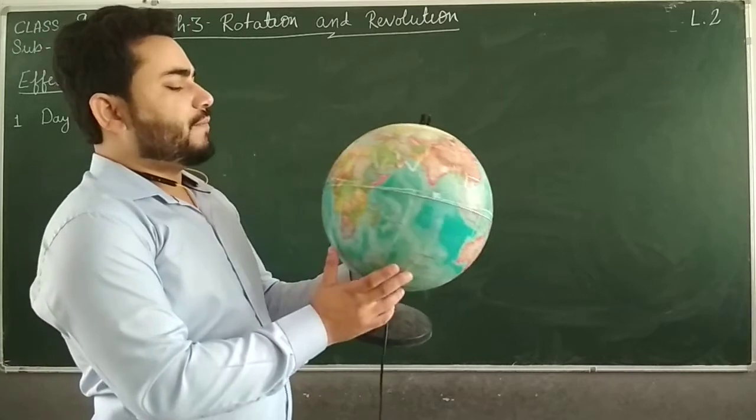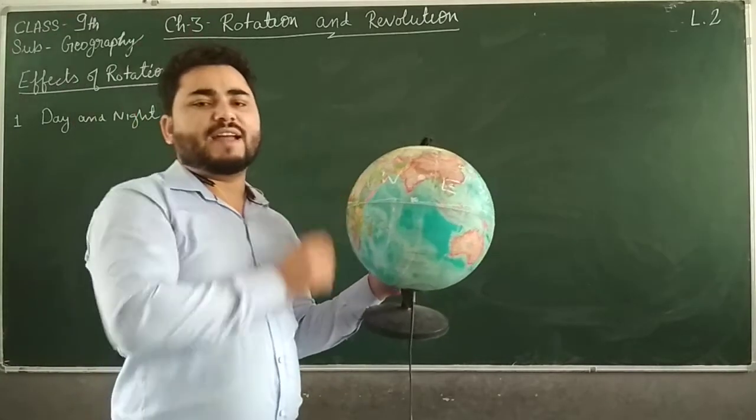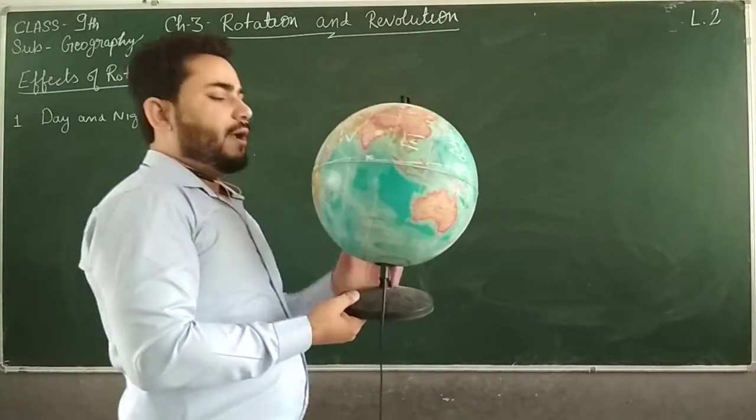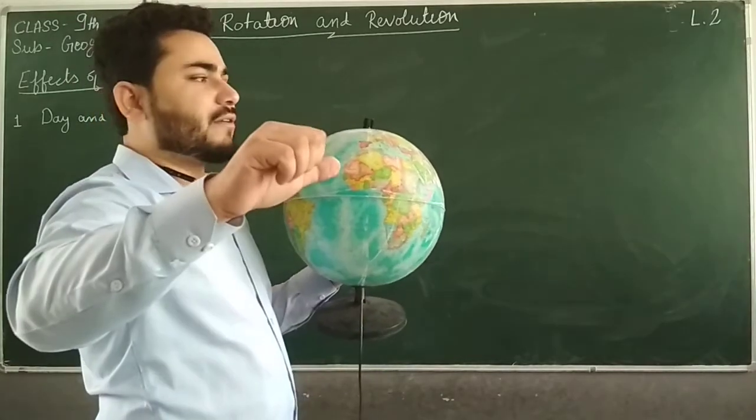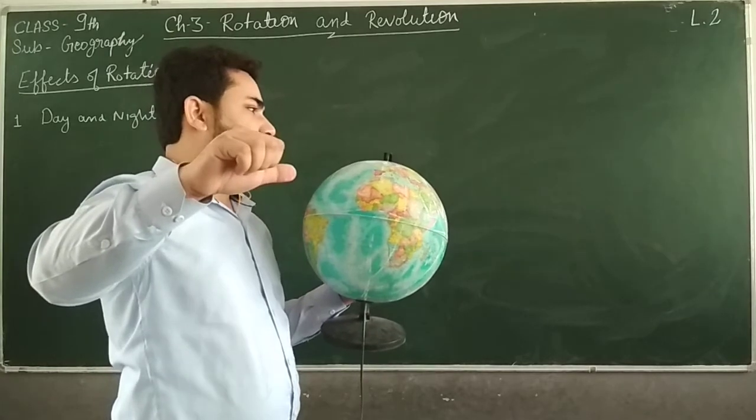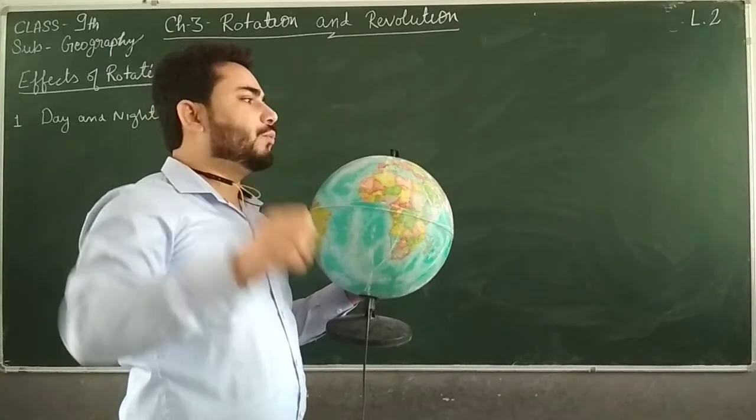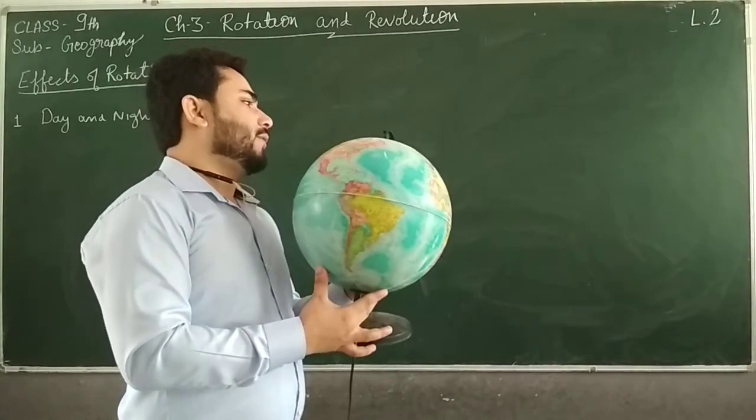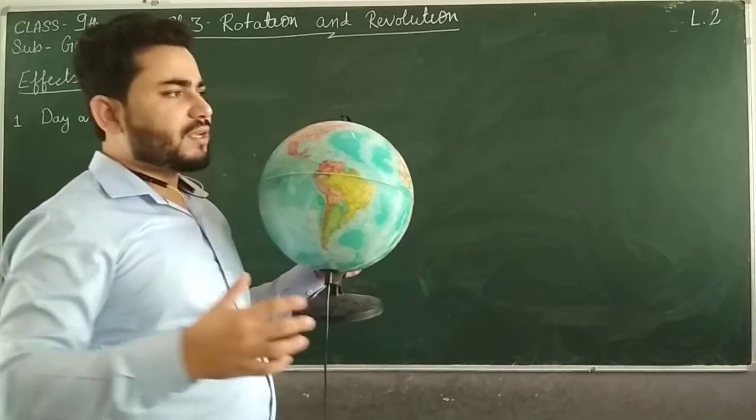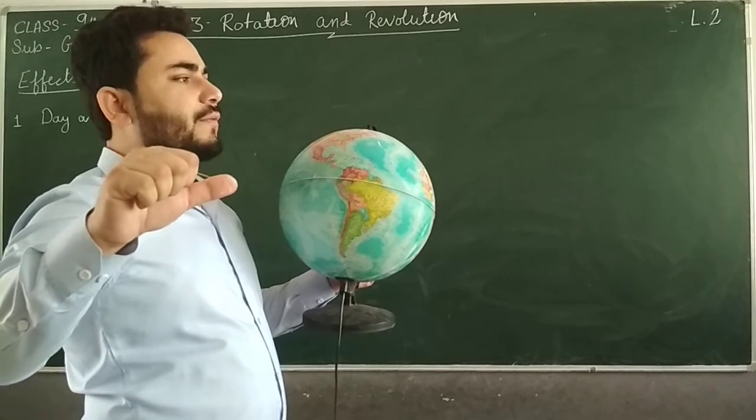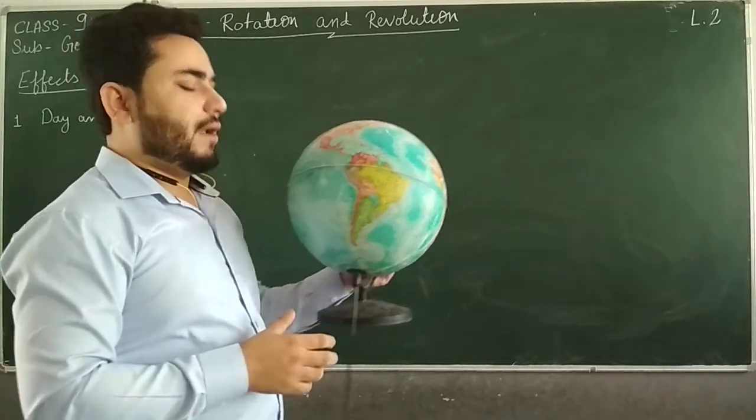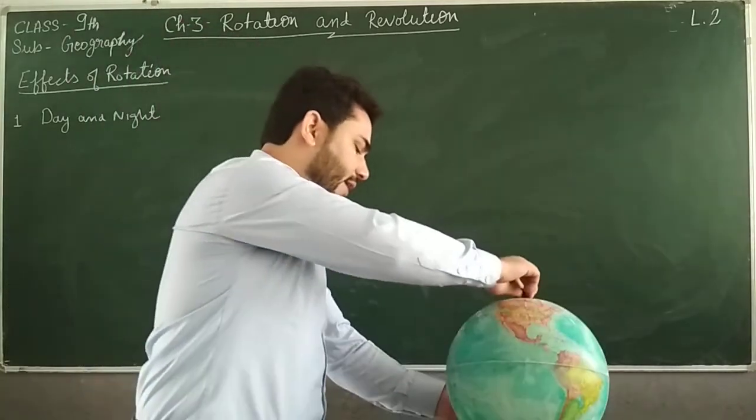So here when the sun is rising, that time is called dawn, and when the place is in front of the sun and the sun rays are perpendicular to a particular place, that is called noon. And when the sun appears to set, then that time is called dusk, and dusk is also called twilight.